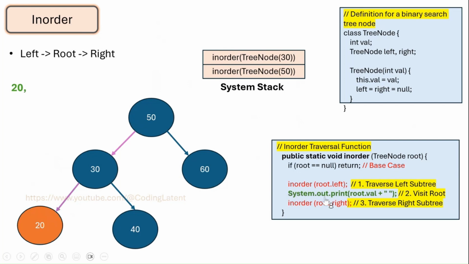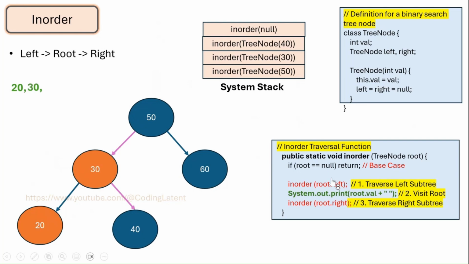Now we will visit the node 30 because we completed the left side of it. Now we'll go to the right side of it, which is 40. So in-order will be called with node 40 as a root now. Now for 40, there is no left child because 40 dot left is null, so it will return. It will basically print the root dot value, which is 40, and then it will go to the right side of it, which is null, so it will come back again.